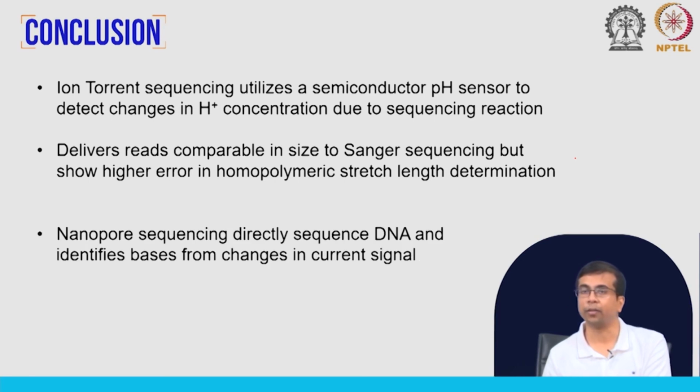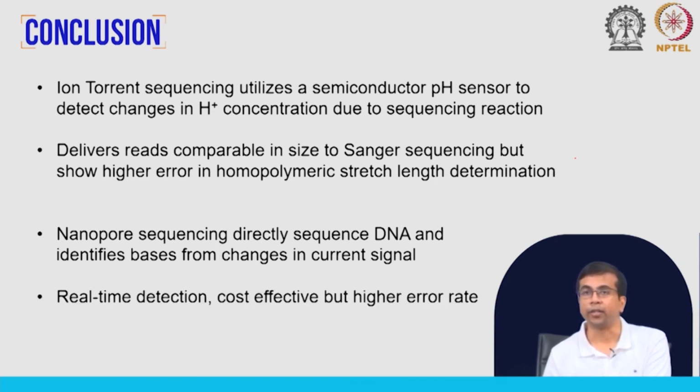We then talked about the nanopore sequencing technology, which is entirely different from the other technologies that we have discussed. This method directly sequences DNA molecules, and the detection happens through the change in current. A stretch or combination of bases will change the current in a unique way compared to other combinations. So, this helps in direct identification, and this is real time detection at the single molecule level, and it is very cost effective because we do not have any polymerase or dNTP involved.